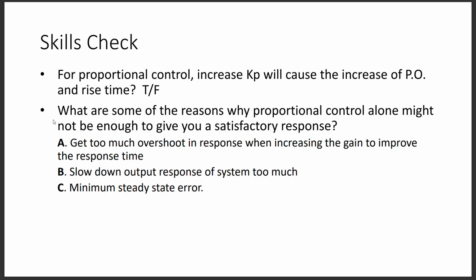Second question, what are some of the reasons why proportional control alone might not be enough to give you a satisfactory response? Too much overshoot, slowed down output, or minimum steady state error? Too much overshoot, right? We don't want overshoot, and that's what the proportional control is giving us.